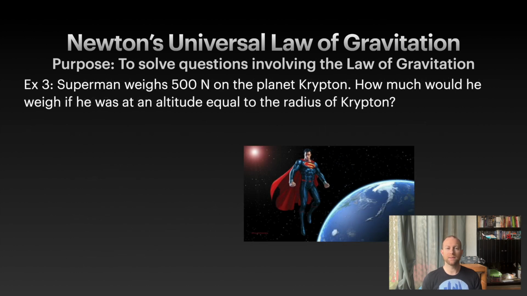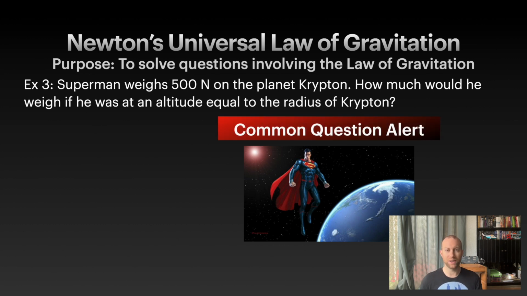So now we've got Superman. He weighs 500 newtons on the planet Krypton. We want to know how much would he weigh if he was at an altitude equal to the radius of Krypton. So this is a very common question. Just be prepared. This is a type of question that you will get where you are told nothing about the planet, nothing about what the actual radius is, and you are just going to need to be able to solve something like this. So it seems like you're not given enough information, but we can actually solve this.